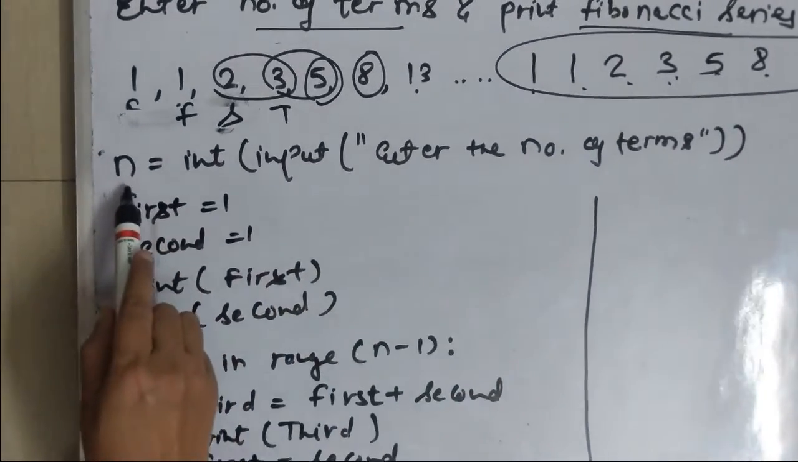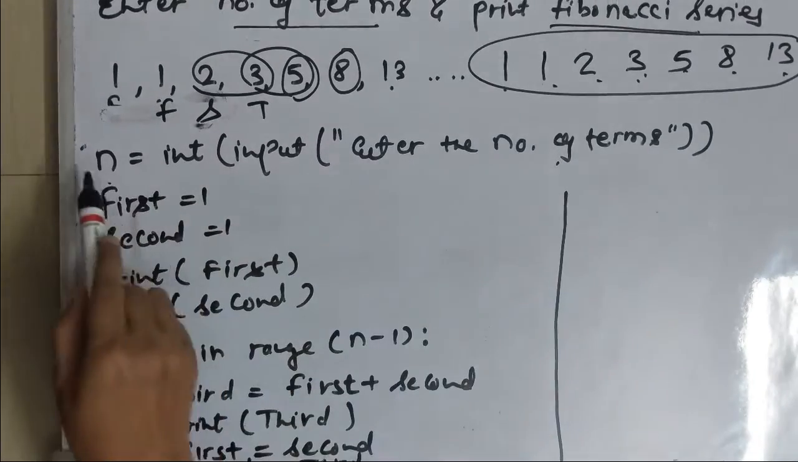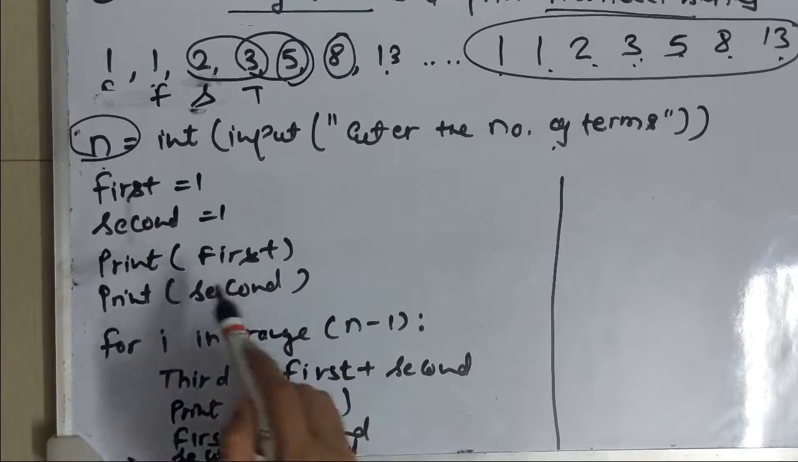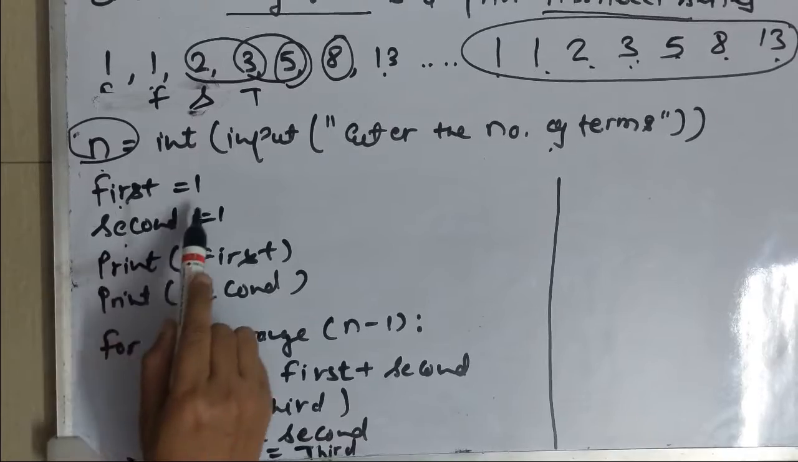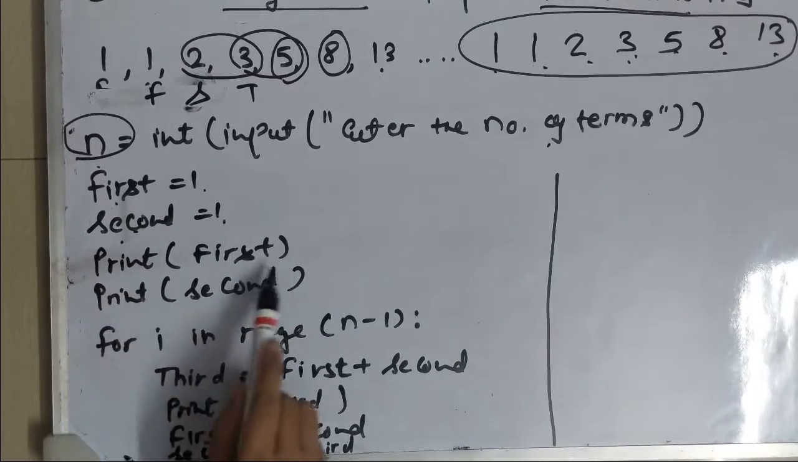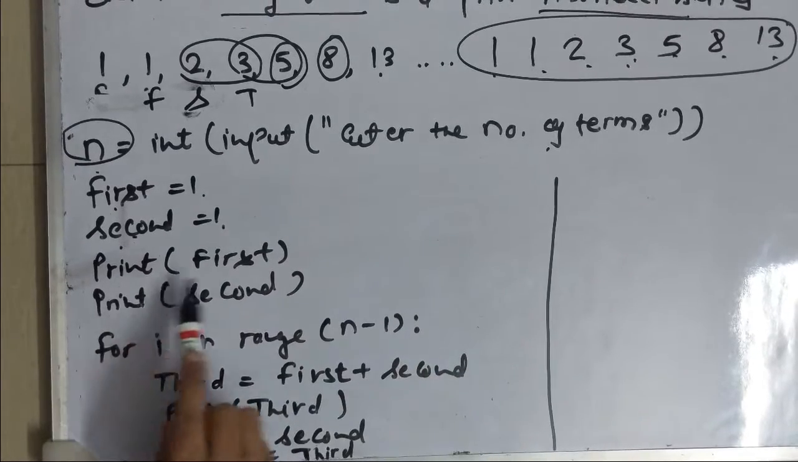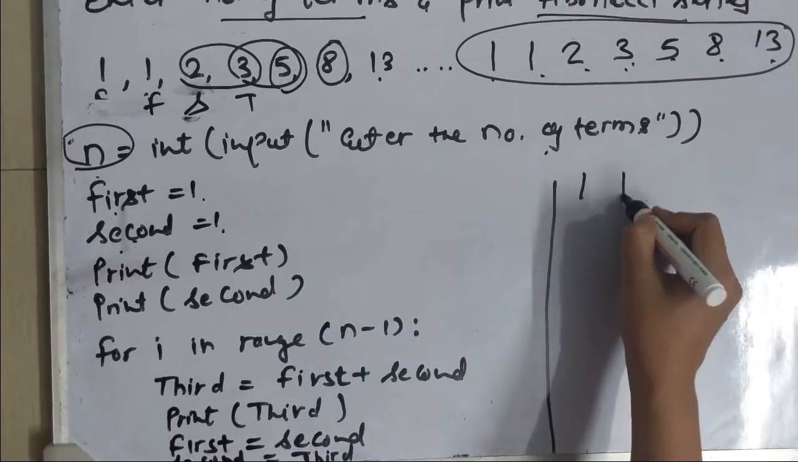I have taken the input of number of terms, n equal to int input, enter the number of terms. So n is having the number of terms. Then in order to begin the Fibonacci series, we are going to initialize two variables, first and second. We know that first is always 1 and second is 1. So we will first print these two values because this is how a Fibonacci series begins. Print first, so it will print 1. Print second, it will print 1 again.